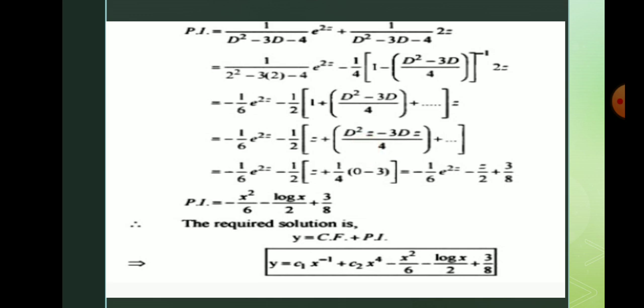Now putting z is equal to log x, the required solution is y is equal to CF plus PI, which is given by this equation.